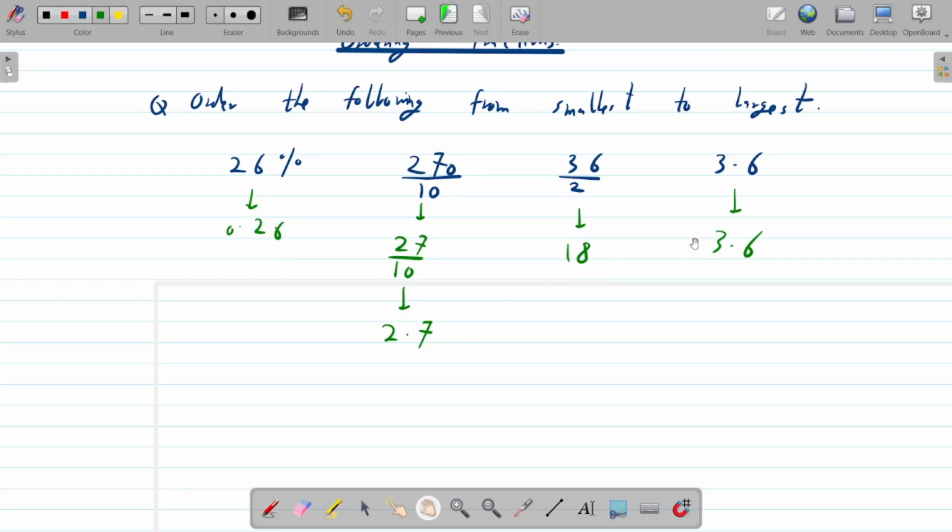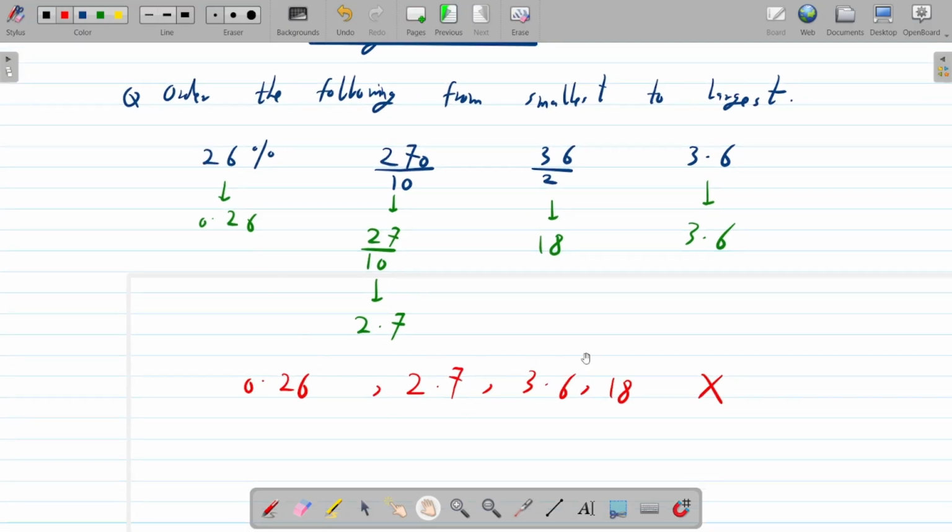Now, this is a key mistake that some students make. When they're arranging them, they write the numbers that they made themselves. So they'll say, okay, the smallest one is 0.26, then 3.6, then 18, then 27. That is wrong. But why, sir? It's the right order. Yeah. But the examiner does not know what these numbers are. They only know the numbers that they gave you.